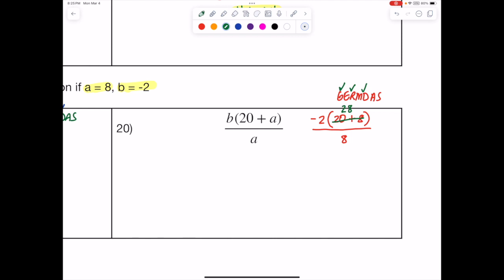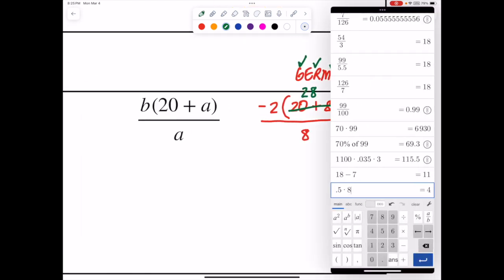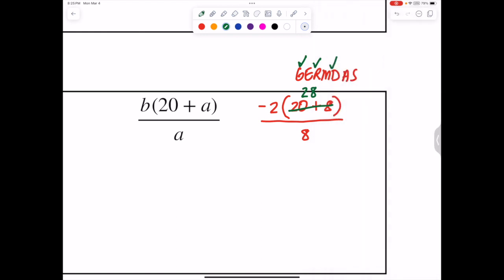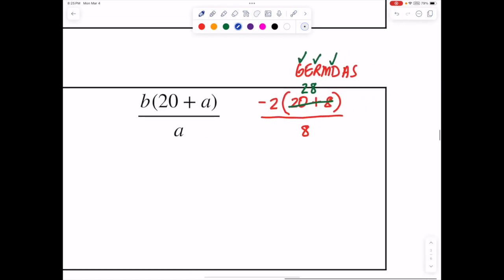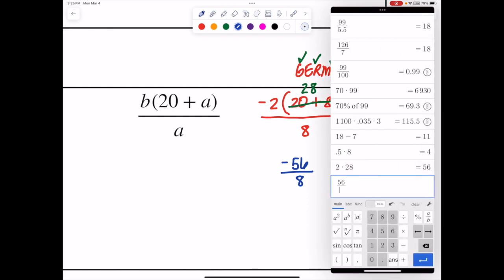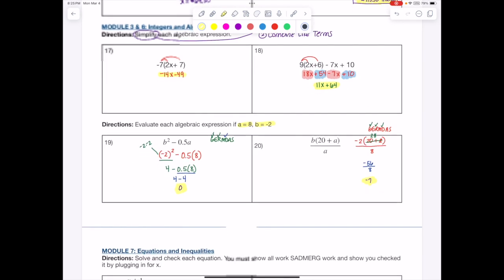And the top is going to be first. So -2 times 28. So 2 times 28, but it's going to be negative, is -56. Okay, so right now we have -56 over 8. Okay, and then let's finish this up. So 56 divided by 8 is 7, but it's negative. So we have -7 as our answer. Okay, so there you go.